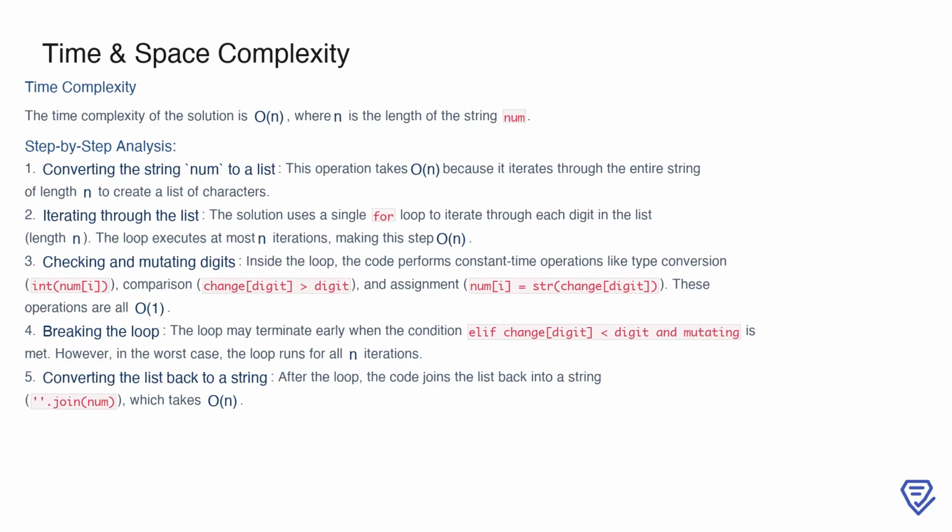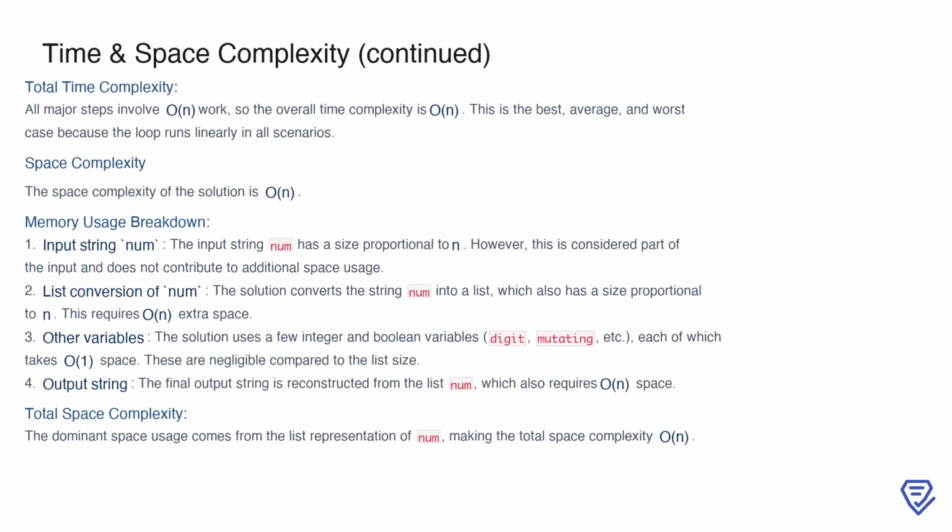When we consider the overall time complexity, all the major steps in the solution involve O(n) work, so the total time complexity is O(n). This remains consistent for the best, average, and worst cases because the loop runs linearly in all scenarios. Now, let's analyze the space complexity. The space complexity of this solution is also O(n).